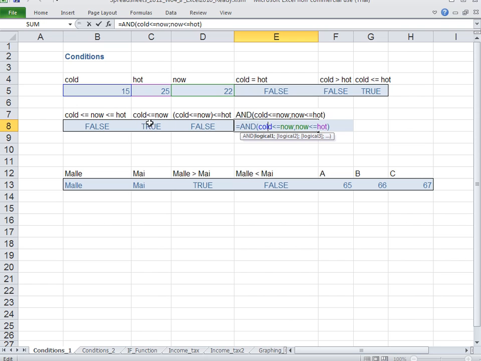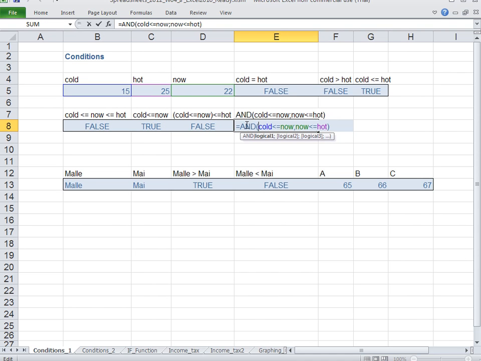We have to break the more complex comparison or condition down into parts. The first part being cold is smaller than or equals now. The second part being now is smaller than or equals hot. We break it down into simple parts, so Microsoft Excel really only feeds on atomic, or the smallest possible comparisons can be only done. And then we write those smallest possible comparisons inside what is called an AND.